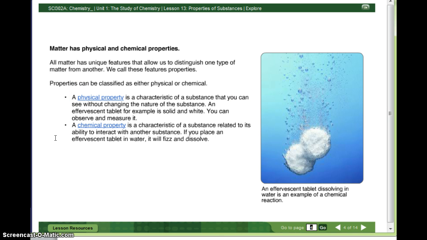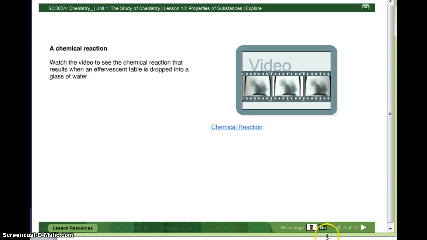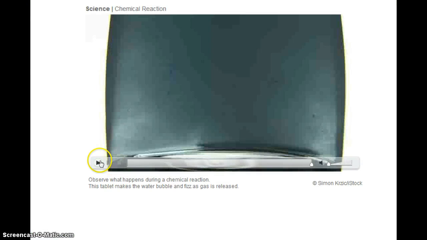A chemical property is a characteristic of a substance related to its ability to interact with another substance. If you place an effervescent tablet in water, it will fizz and then dissolve. So the fizzing that's giving off bubbles tells you it was a chemical change. You can't get the tablet back. You have bubbles. A chemical reaction. Watch the video to see the chemical reaction that results when an effervescent tablet is dropped into a glass of water.